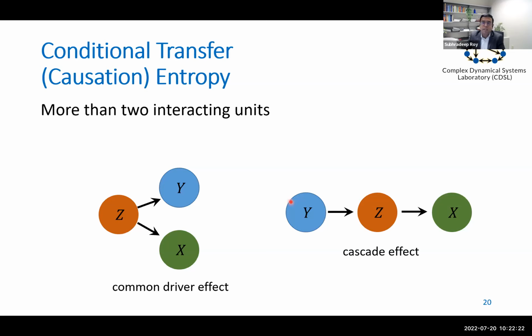To avoid that, we need an additional conditioning, which is called a conditional transfer entropy, also called causation entropy. That would be basically conditioning on Z to see how much is the direct influence of Y on X and vice versa. So we have to be careful over here when we have the research, based on the research question, and also how to use the tool effectively.